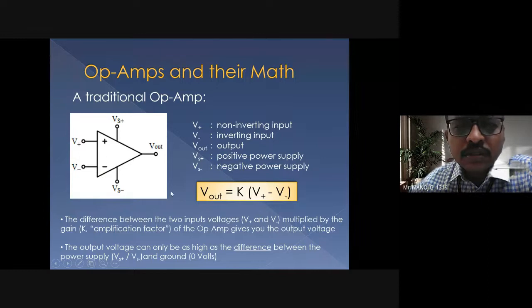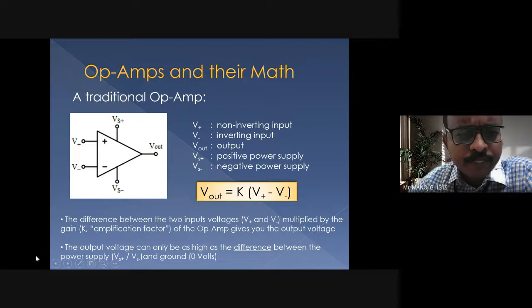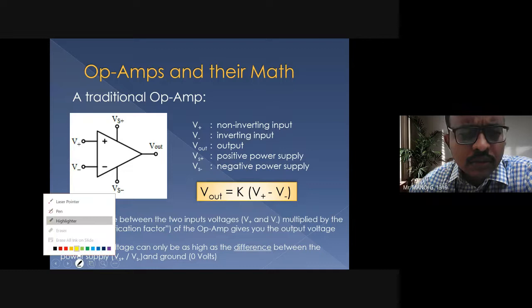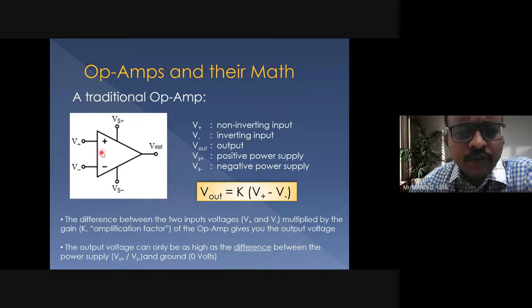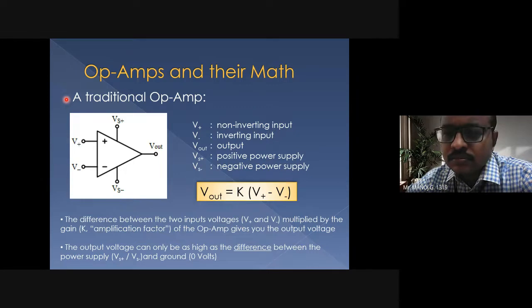Now let's look at how the operation of a traditional op-amp looks. This is the symbol of an op-amp. The op-amp has the most significant feature of having two inputs. Like we have studied already a device with two inputs. What is that? We have already designed one device with two inputs. What is that?